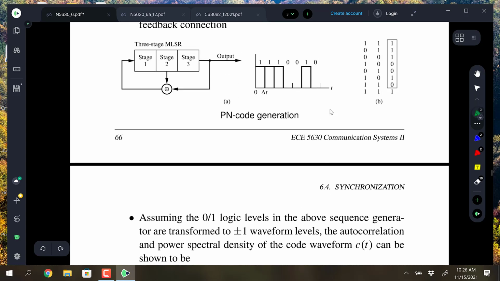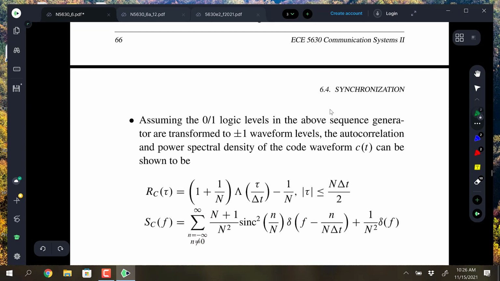And generally when comms people talk about Gold codes, they're talking about logic levels 0 and 1, but then the waveform itself is actually translated to be plus and minus 1, because that's how it fits in with the rest of our antipodal signaling and NRZ and so on. But it can be implemented in digital logic using zeros and ones.